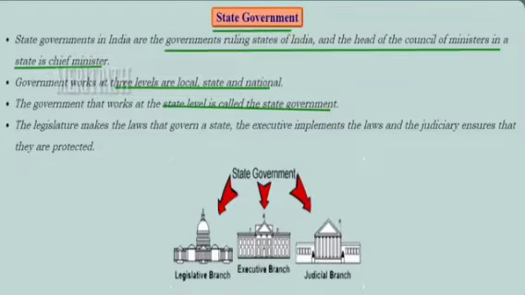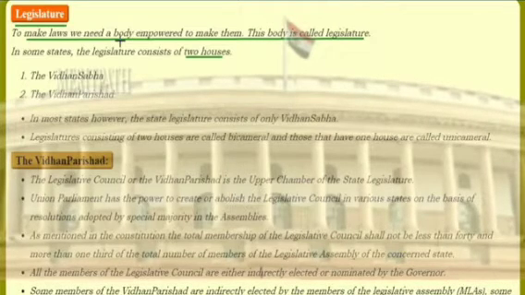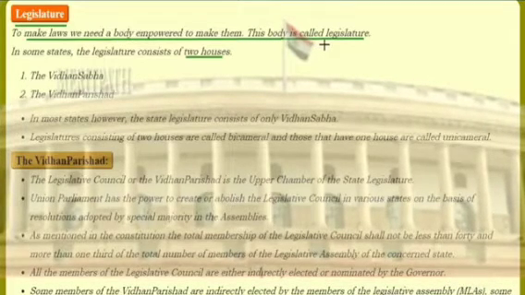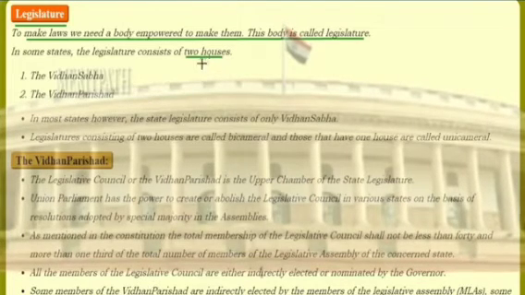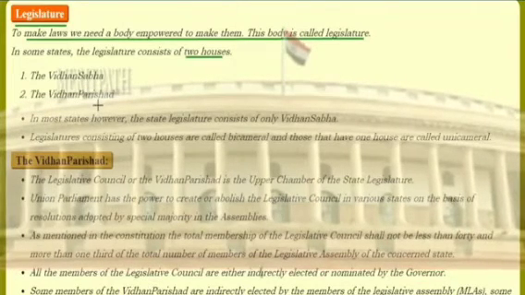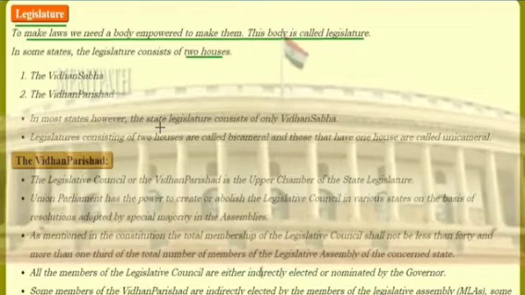So the state government is divided into the legislature, executive and judiciary. Next, let's see about the legislature. To make the laws for a state, we need a body empowered to make them. So we need educated people who have knowledge and can make laws for a state. This body is known as the legislature.